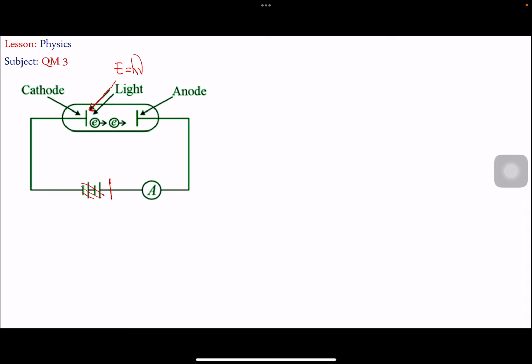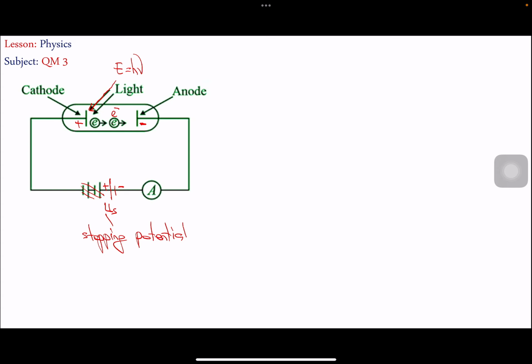I've changed the direction here, so that the negative pole is connected to the anode, and the positive pole is connected to this side. This side will be negatively charged, and this one will be positively charged. Since the electrons are negatively charged, they will be stopped by this pole here, and the voltage that I will use to stop it, we call it the stopping potential.